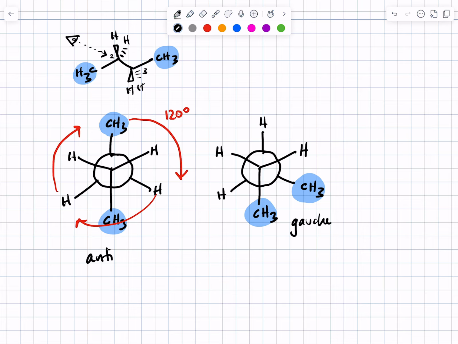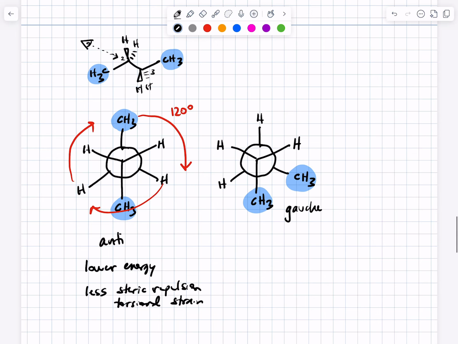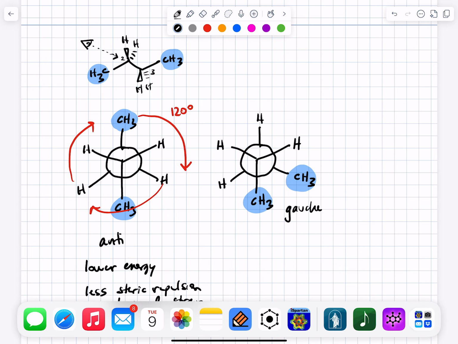Okay, now the question was, which of these do you suppose is lower energy? Anti, yes, lower energy. Why? Yep, less steric repulsion, less torsional strain. You keep the biggest things on each carbon as far apart as possible, anti to each other, okay? To illustrate why this is, it's actually easiest to look at a space-filling model of butane.